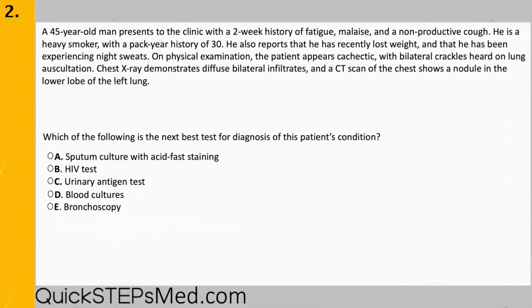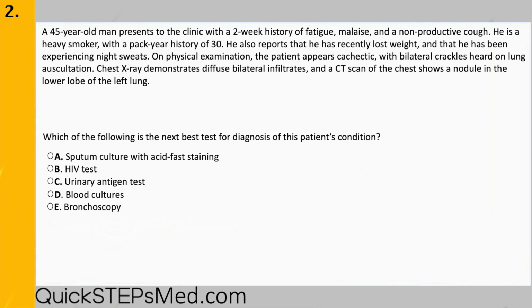Sometimes it can be non-productive, but you do definitely get night sweats. You do lose weight. You can appear cachectic. And most oftentimes it does show up with at least one nodule somewhere, and potentially lymphadenopathy in the mediastinal area. So let's say we want to rule out tuberculosis in this patient. How do we go about doing that? What is the best first test?